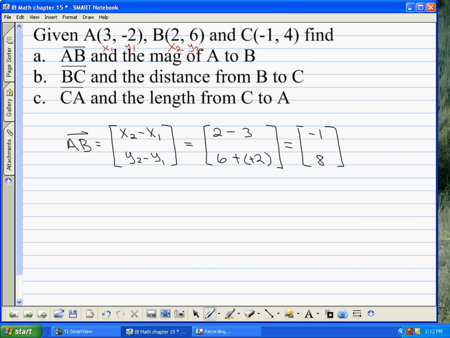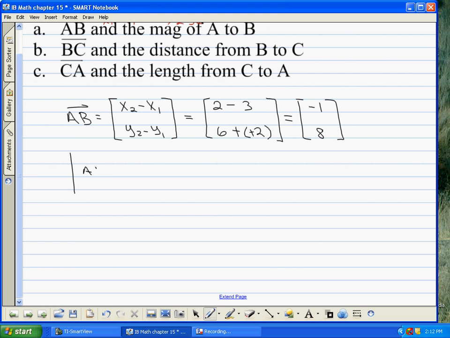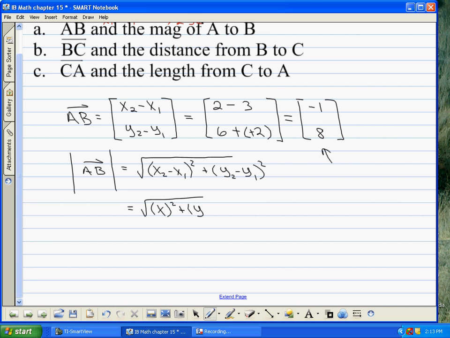Now to find the magnitude of AB, remember magnitude is denoted in absolute values. Magnitude also means length. And the equation is the square root of x2 minus x1 squared plus y2 minus y1 squared. Note, because I have the component form right here, I don't have to use the distance formula. I could simply just go to my x component squared plus my y component squared, which actually means less work because right here I already computed what x2 minus x1 was and what y2 minus y1 was.